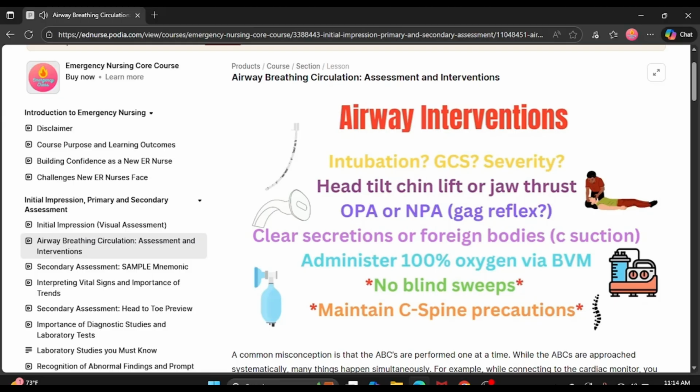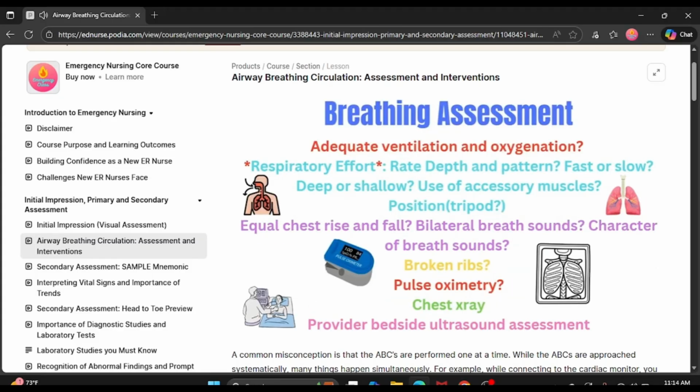Also, remember that OPAs keep the tongue out of the way from blocking the path of the air going in. But remember that if a patient has a gag reflex, you do not want to place an OPA as it can stimulate them to vomit and they could aspirate, which will lead to other issues. Now, when placing an NPA, use plenty of lube, but remember that if there is facial trauma, you should not be placing an NPA. Now for breathing.